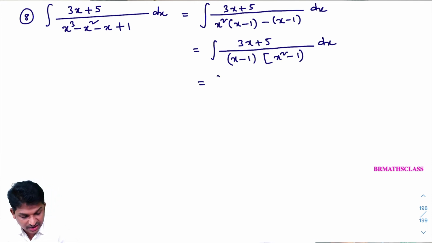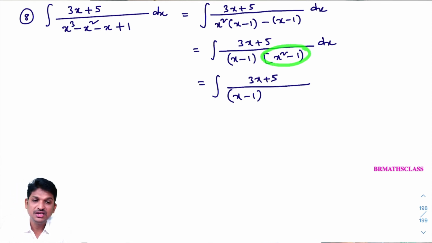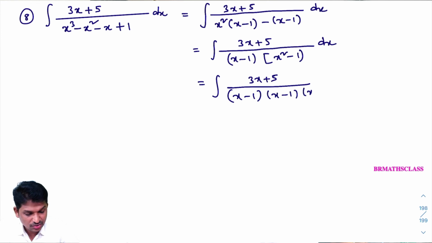Further simplification, that equals 3x plus 5 divided by x minus 1 into, you observe this one, x square minus 1. Here 1 can be written as 1 square. This is of the form a square minus b square. What is the formula for a square minus b square? A plus b into a minus b. So x square minus 1 can be written as x plus 1 into x minus 1. I hope you are understanding.